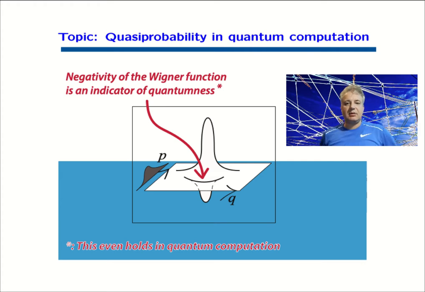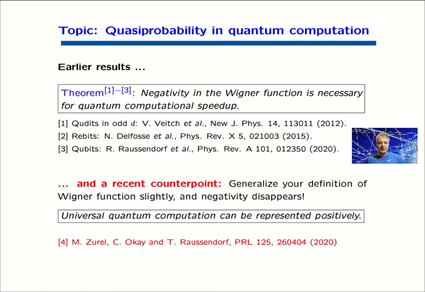The simplest quasi-probability function is the Wigner function. It is like a probability distribution over classical phase space, except that it can go negative. This negativity is seen as an indicator of quantumness, and in quantum computation, one can make this intuition rigorous. Namely, Wigner function negativity is a necessary precondition for the speedup in quantum computation. This was first shown by the Emerson group for qubits in odd dimension, and subsequently generalized to other settings.